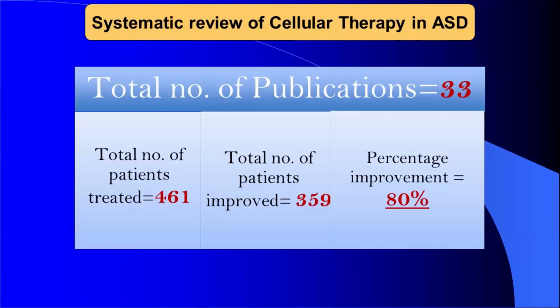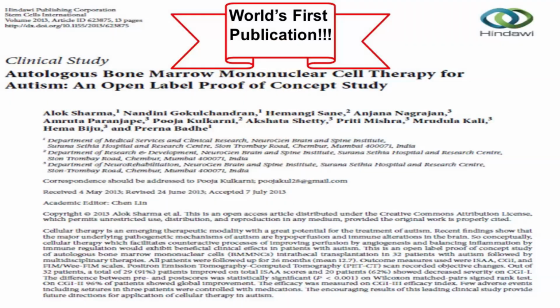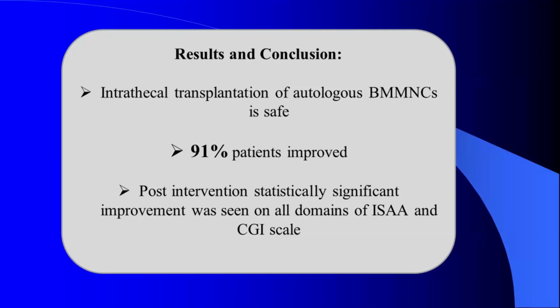So let's review what the world literature says. There are a total of 33 clinical studies, published papers, which show an 80% success rate. 33 worldwide papers. And if you see a review of literature, the world's first scientific paper was published from India. It was by us. We also published the 6th one. The others came from China, Italy, America, etc. So this is the world's first paper on cell therapy in autism, which we published in 2014. This was our paper, and it showed 91% of the patients improved.